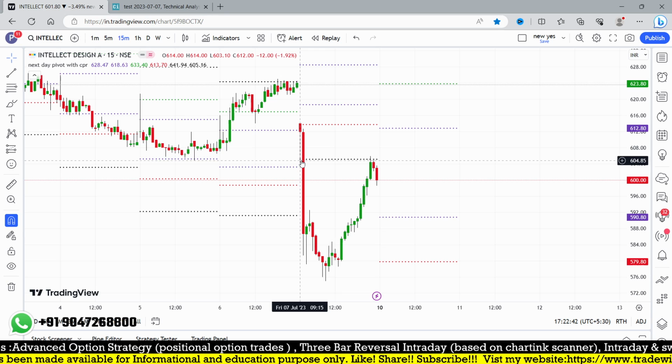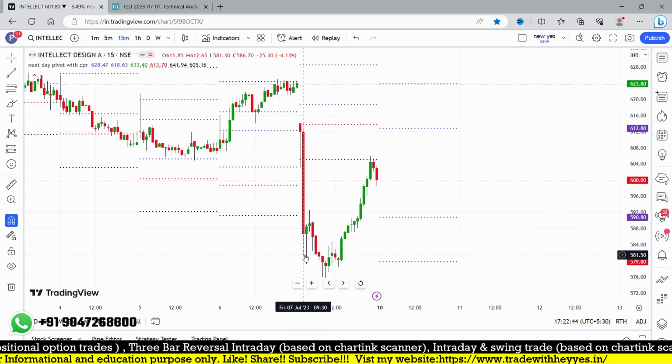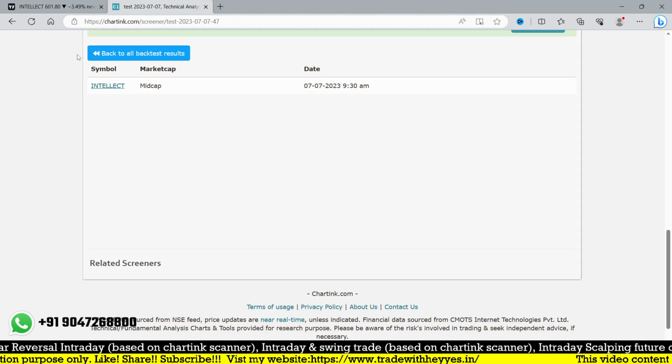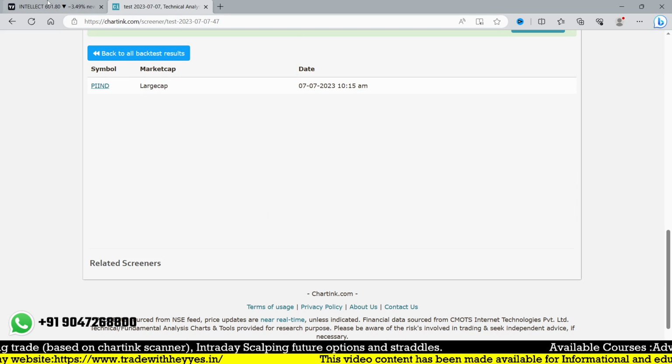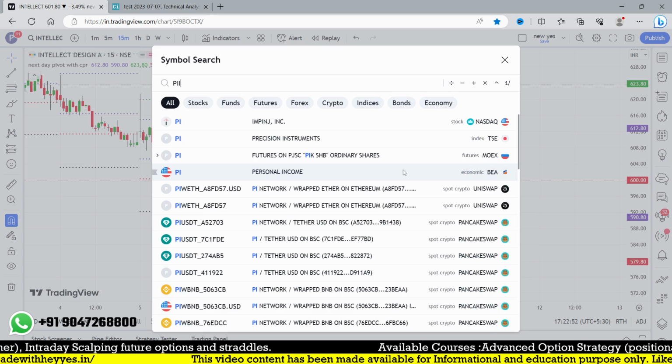It's a big huge candle, and it was a huge candle on the closing itself. So we may not focus on that Intellect. After that we got some stocks, PI Industries. So let me go for PI Industries.